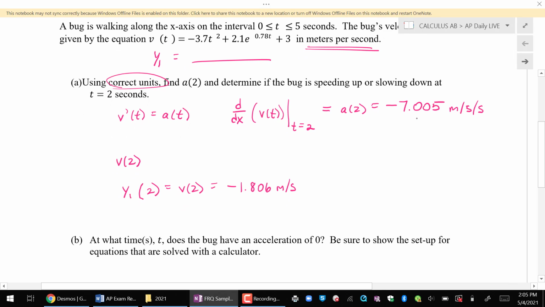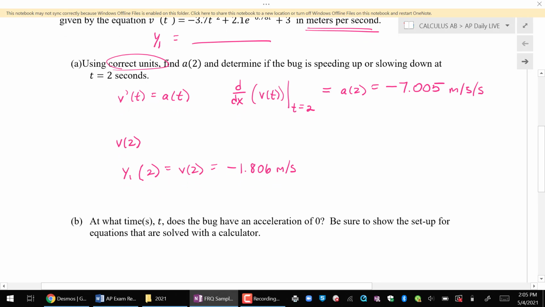So what does that tell me? I have a negative acceleration and negative velocity at time 2, and since both acceleration and velocity are negative, that tells me that the bug is actually speeding up. So I'll say the bug is speeding up at time t equals 2, and then, oh, it doesn't say here to give a reason for your answer, I will though, comma, because a of 2 is negative and v of 2 is negative. Both acceleration and velocity have the same sign.